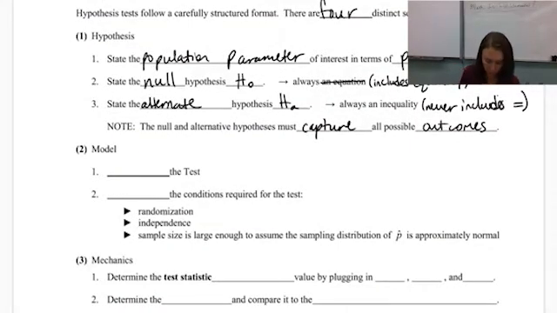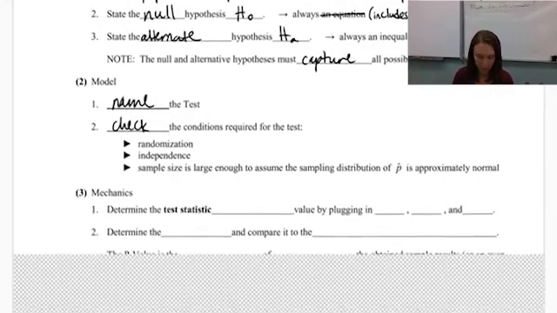The second one, we need to name the test. In this case, today we're going to be doing 1 proportion Z tests, and we have to check the conditions required for the test. So our 3 conditions we have for these, we have randomization, and these are all the same conditions that we've seen before. We have independence, and we have that the sample size is large enough to assume the sampling distribution of p-hat is approximately normal. So this should be really familiar to you at this point.